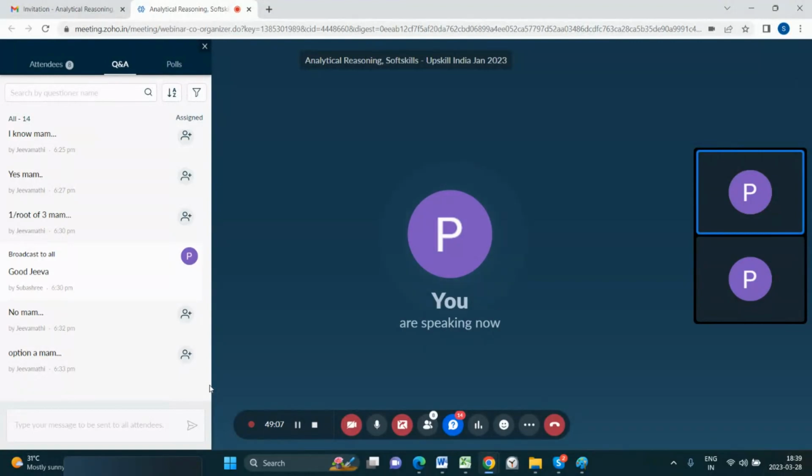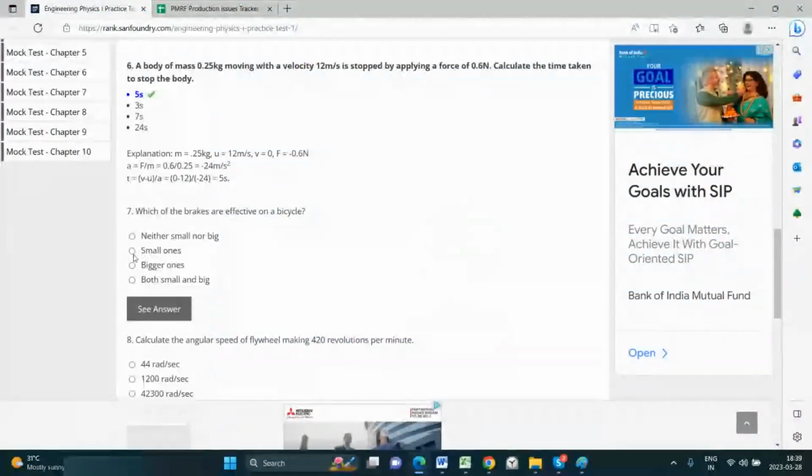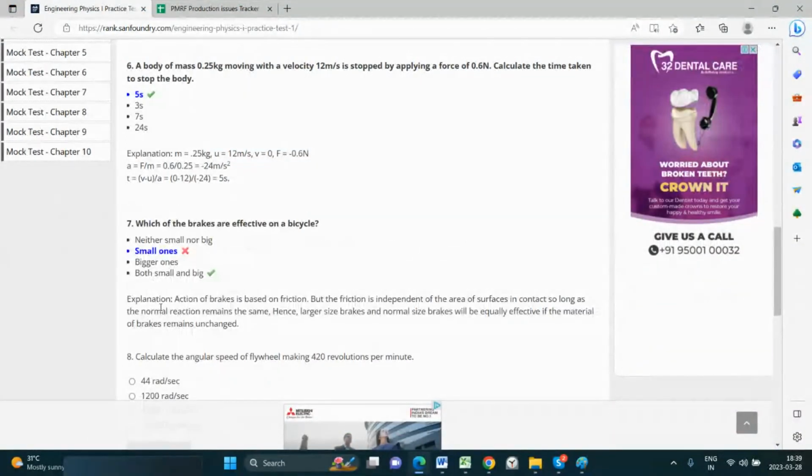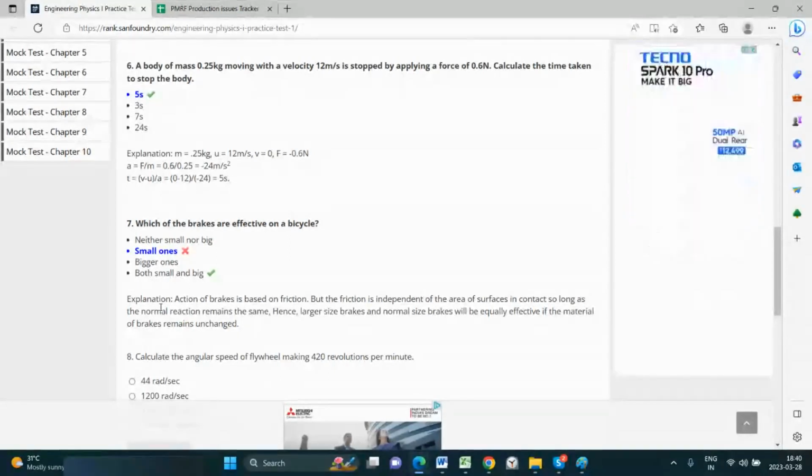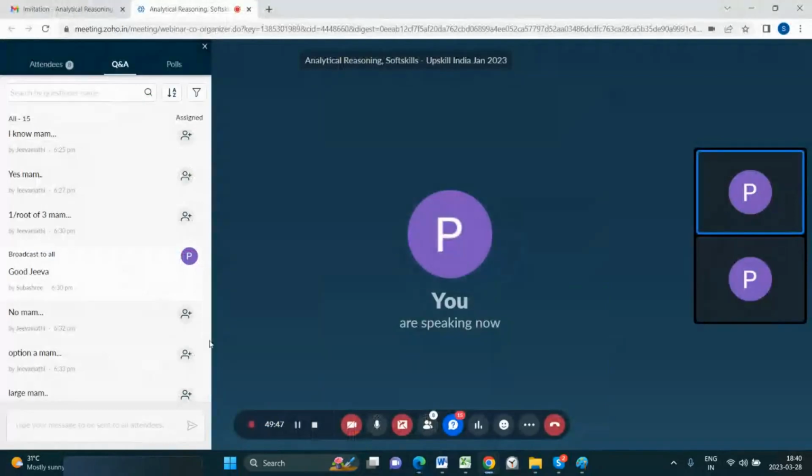Okay, let me put small. Is it not small? The action of a brake is based on friction. Friction is how much you press and hold, and that stops the bike. It is based on friction. We will also see why they say both small and big. But friction is independent of the area of surfaces in contact. Friction, for a cycle. Large, very good Jeeva.